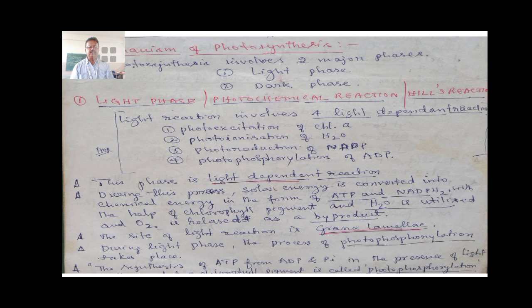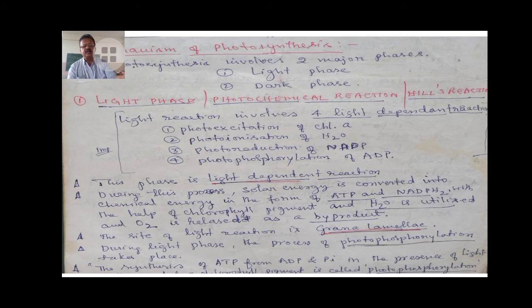Okay, during daytime this process of photophosphorylation takes place. The synthesis of ATP from ADP and inorganic phosphate molecule in the presence of light with the help of chlorophyll pigment is called photophosphorylation. This process was discovered by Professor Arnon.